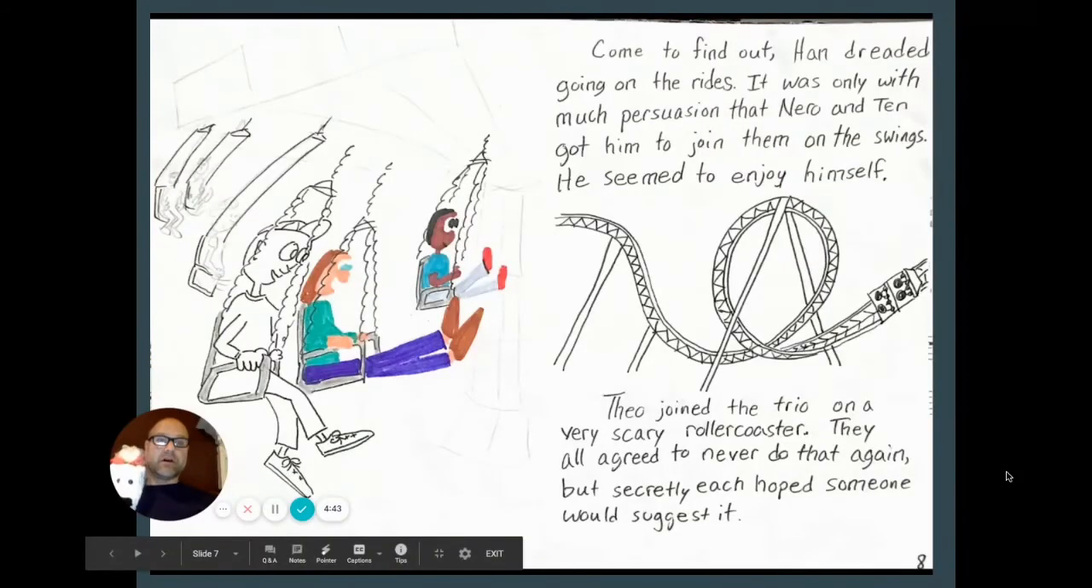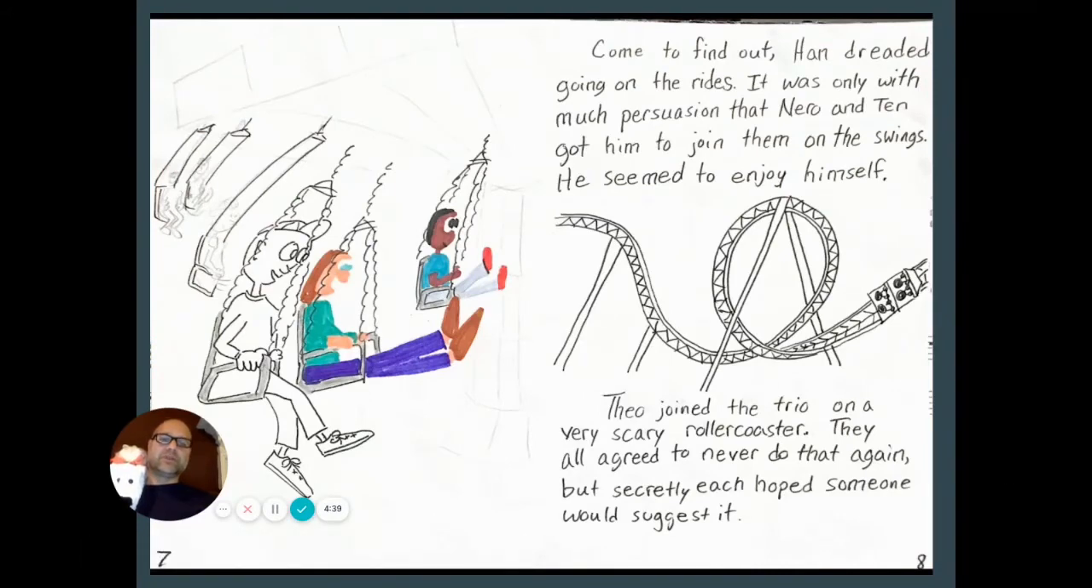Come to find out, Han dreaded going on the rides. It was only with much persuasion that Nero and 10 got him to join them on the swings. He seemed to enjoy himself. Theo joined the trio on a very scary roller coaster. They all agreed to never do that again, but secretly each hoped someone would suggest it.